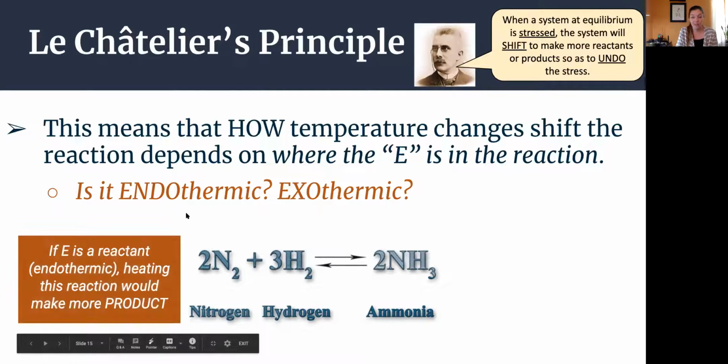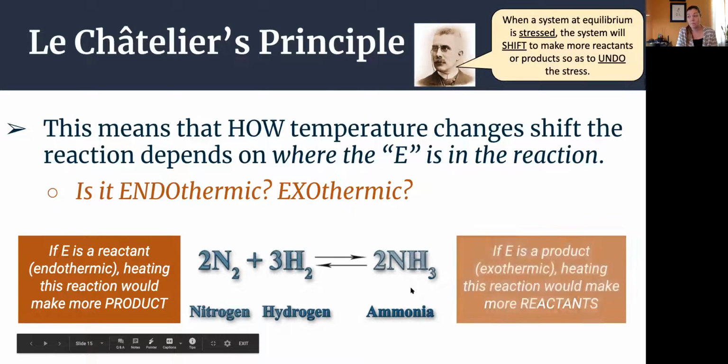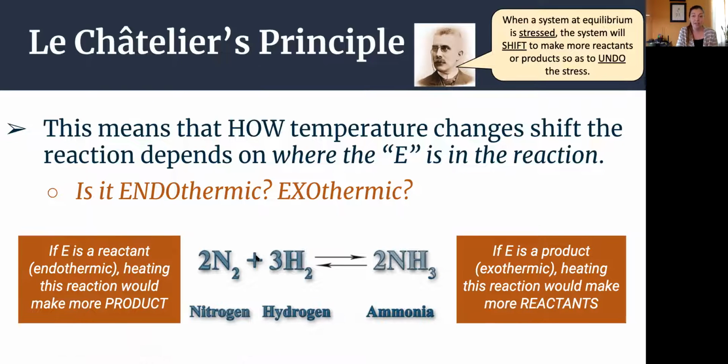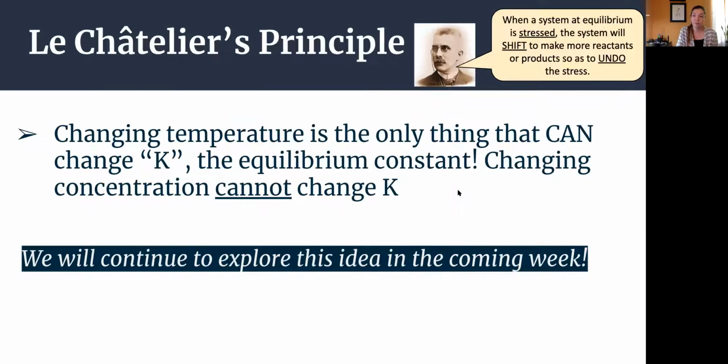If the E is a reactant, so if the E was on this side of the equation, then heating it up would cause it to shift over here and make more product. That'd be a good thing. But if E is over here, if it's exothermic, then heating it up is going to do the opposite. It's going to make more reactants instead. So what we're going to investigate during live class is trying to figure out where to put the E if we don't know. And if we do know where the E is, how it's going to affect whether or not we can make more product. That's what we're going for here.